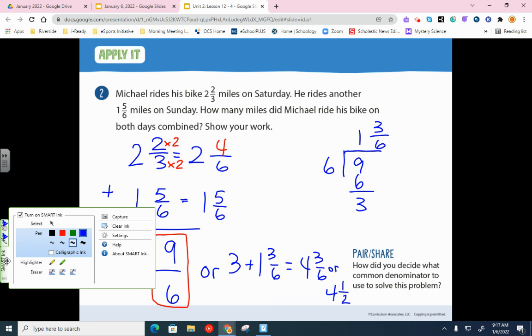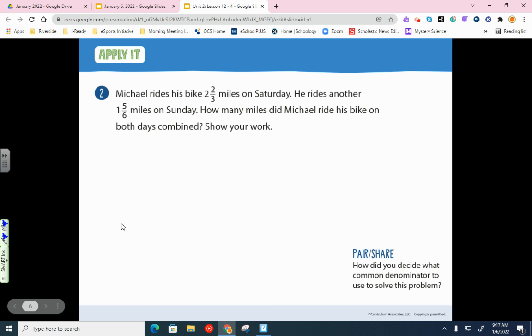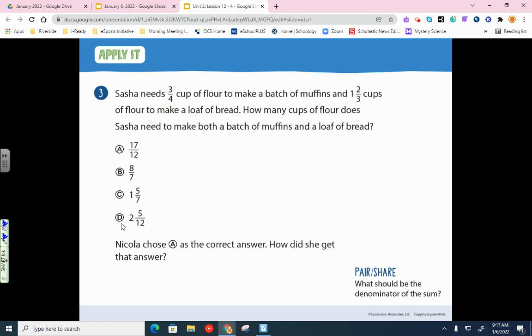All right, let's do another one. Number 3, Sasha needs 3/4 cups of flour to make a batch of muffins and 1 2/3 cups of flour to make a loaf of bread. So they want to know how much she needs for both. So we're adding a regular fraction and a mixed number. Again, I like to put my mixed number up here, and then I'll put my fraction part here.